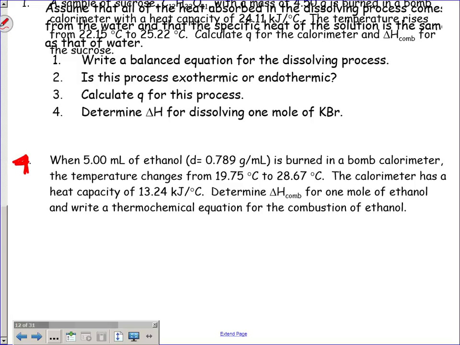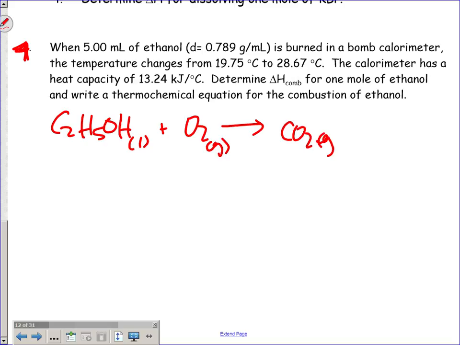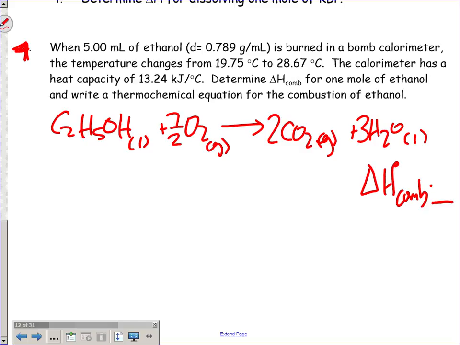So that's C2H5OH liquid plus O2 yields CO2. We just did this one really recently, so I'm going very quickly here. And then 2, 3, and 7/2. Okay, so that's our equation, but then again, at the end, we're going to have delta H of combustion. We'll have to figure out what that is in a second.